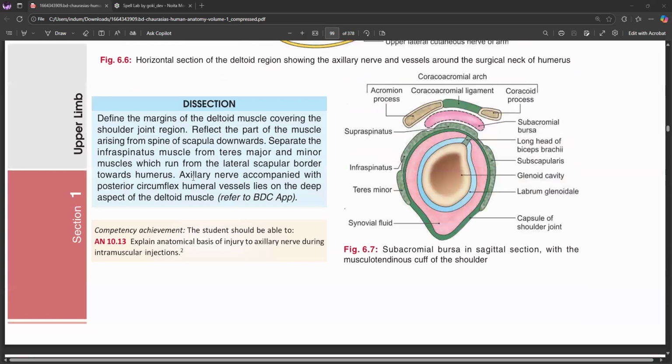Dissection. Define the margins of the deltoid muscle covering the shoulder joint region. Reflect the part of the muscle arising from spine of scapula downwards. Separate the infraspinatus muscle from teres major and minor muscles which run from the lateral scapular border towards humerus. Axillary nerve accompanied with posterior circumflex humeral vessels lies on the deep aspect of the deltoid muscle.